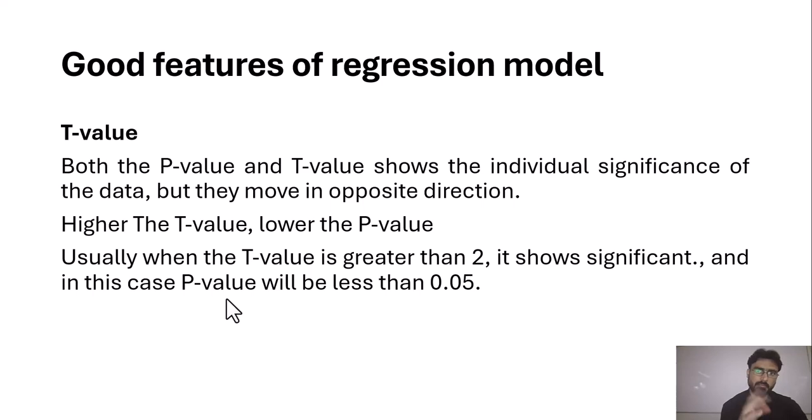So the p and t values both show the individual significance of the variable, but they move in opposite directions. The higher the t value, the lower the p value, and the lower the t value, the higher the p value. So t and p values move in opposite directions, but they both tell us the same thing. They both tell us the individual significance of the variable.